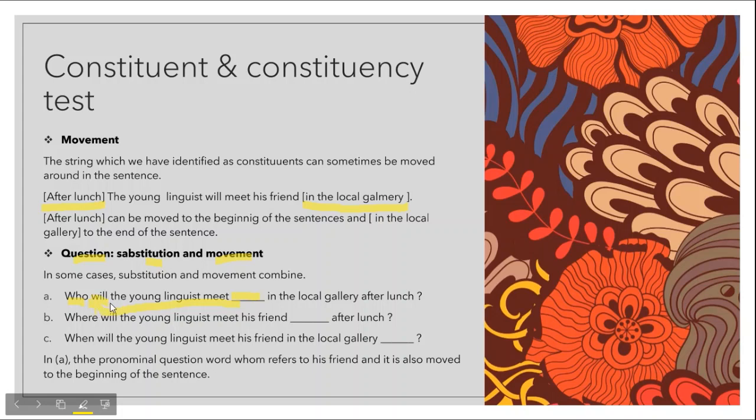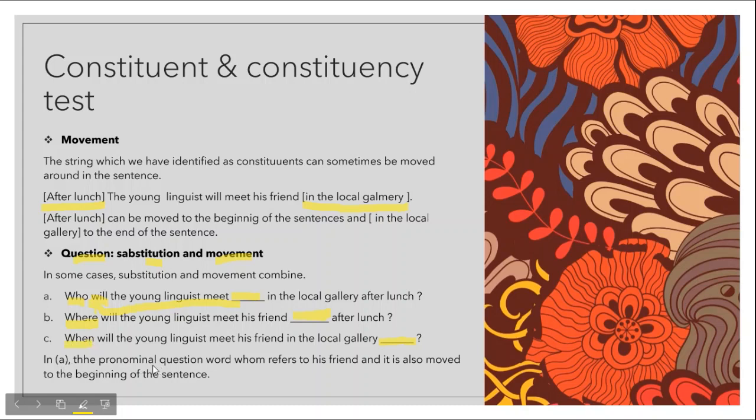Oops, I'm a bad artist. Second example or B, where will the young linguist meet his friend after lunch? So هنا in the local gallery درنا لها الموفمنت ولات لقدام where هي البروناون باش ريبلاسينا. Okay. When will the young linguist meet his friend in the local gallery? After lunch. درنا لها الموفمنت وريبلاسيناها بوين.